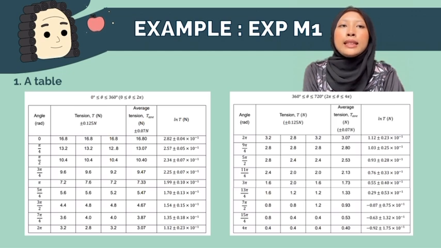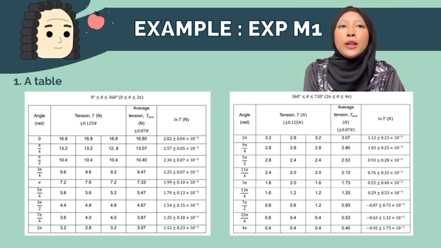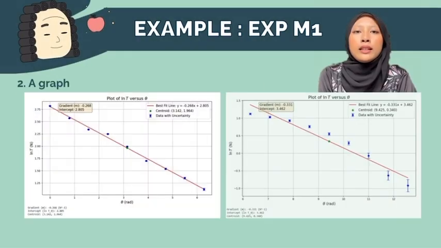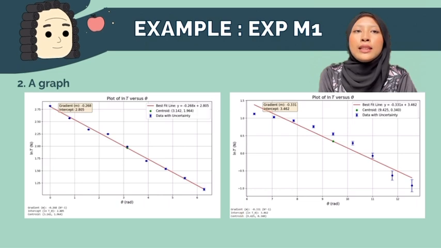For example, in this experiment, the table shows exact values of T and ln T for angles ranging from 0 degree to 720 degree. Tables are helpful when you want to compare experimental values with theoretical values or calculate percentage errors. A graph is better for visualizing trends and relationships in the data.